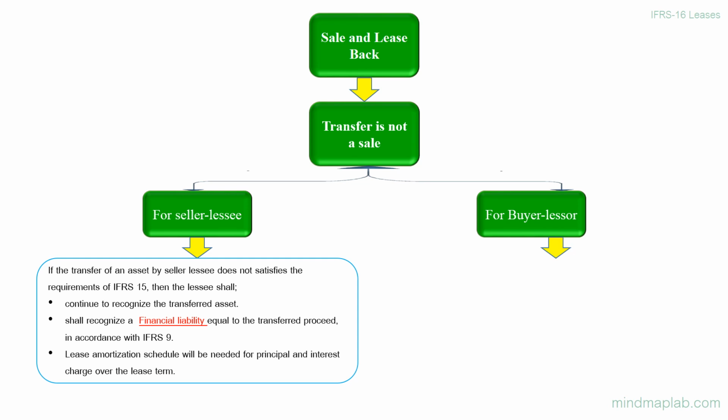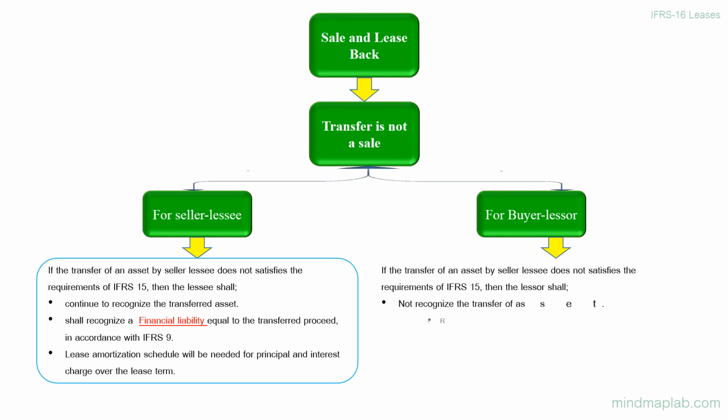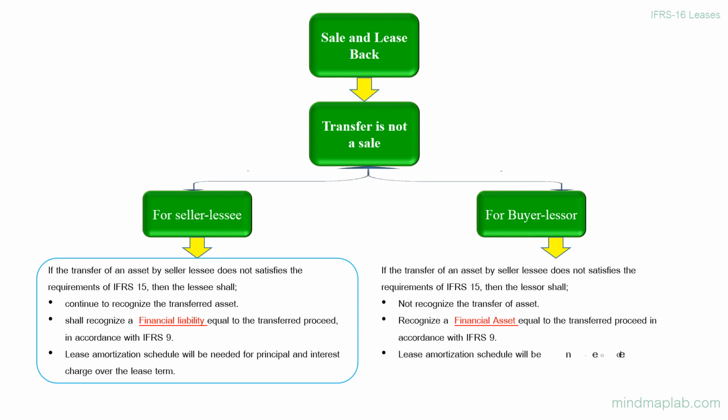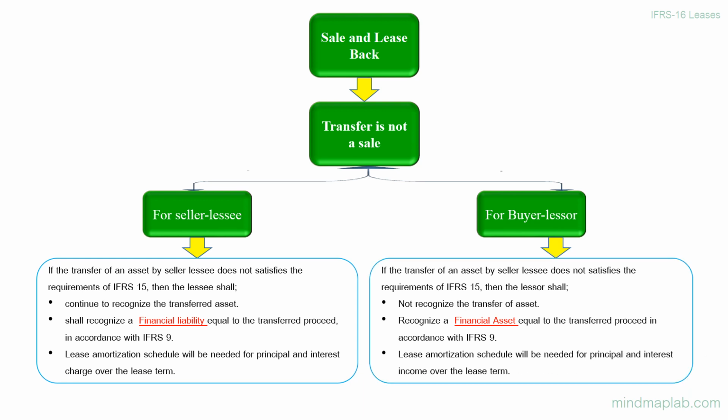For buyer lessor, if the transfer of an asset by seller lessee does not satisfy the requirements of IFRS 15, then the lessor shall not recognize the transfer of asset. Recognize a financial asset equal to the transferred proceed in accordance with IFRS 9. Lease amortization schedule will be needed for principal and interest income over the lease term.